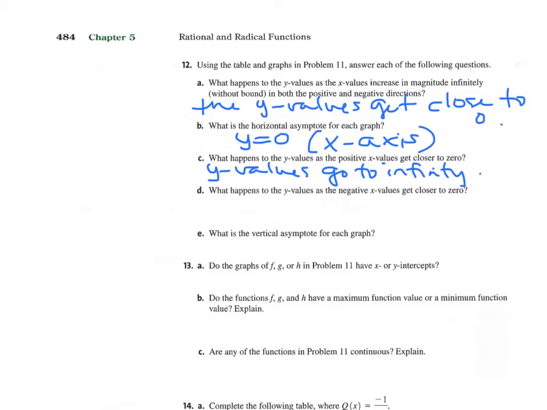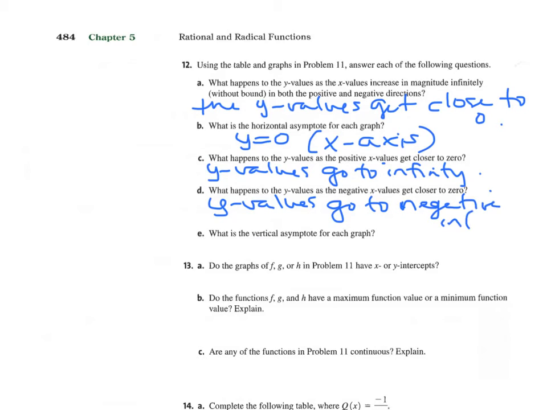And the same thing happens now from the other side. What happens to the y values as the negative x gets closer to 0? So if we go from the other side on these graphs, this same thing happens. The y values go to negative infinity. So I'm going to write that like this.